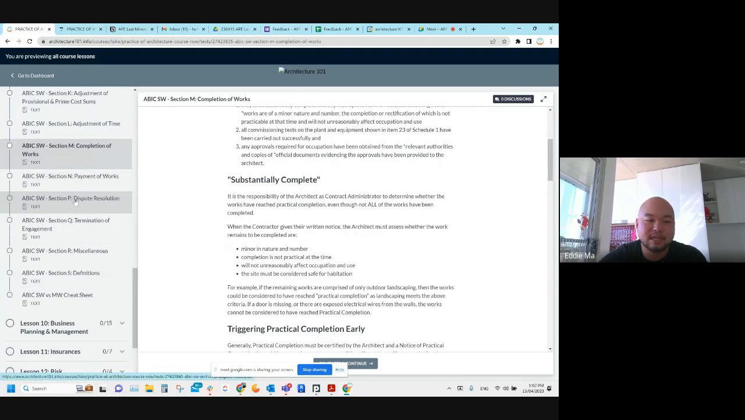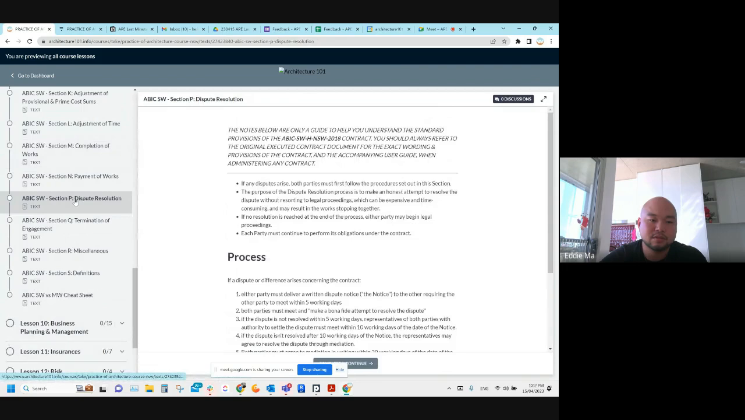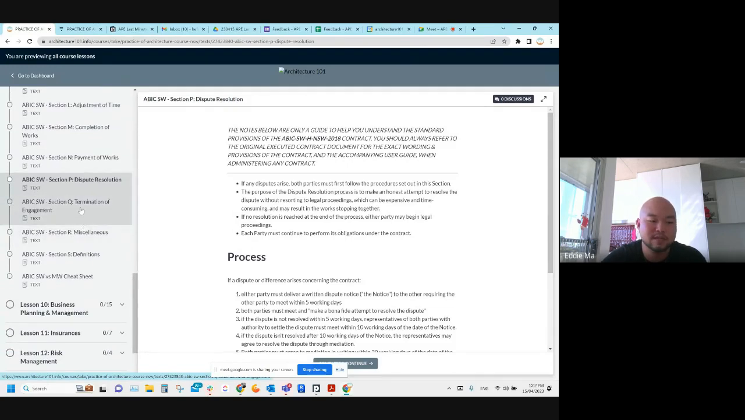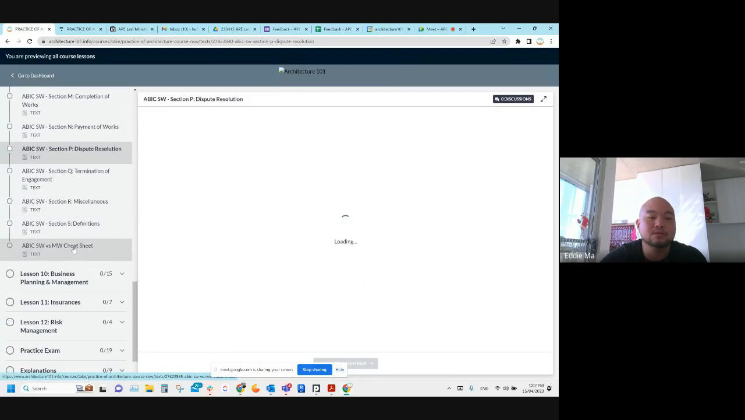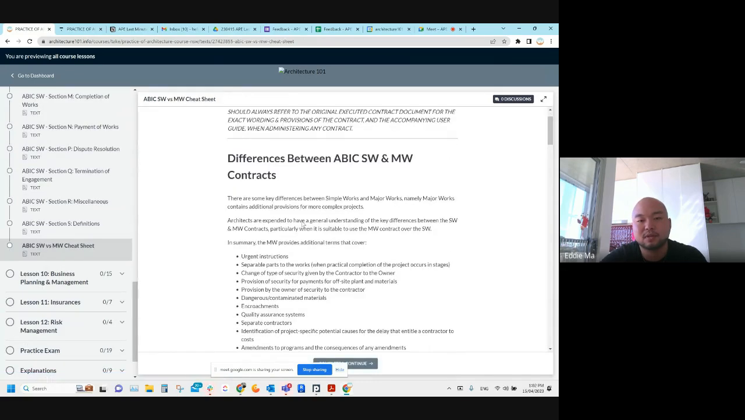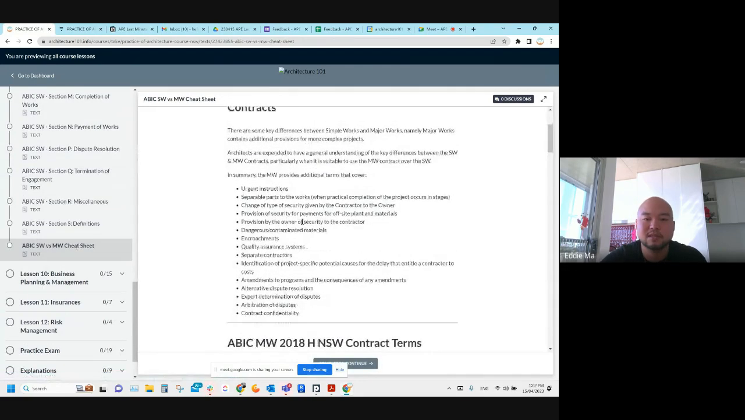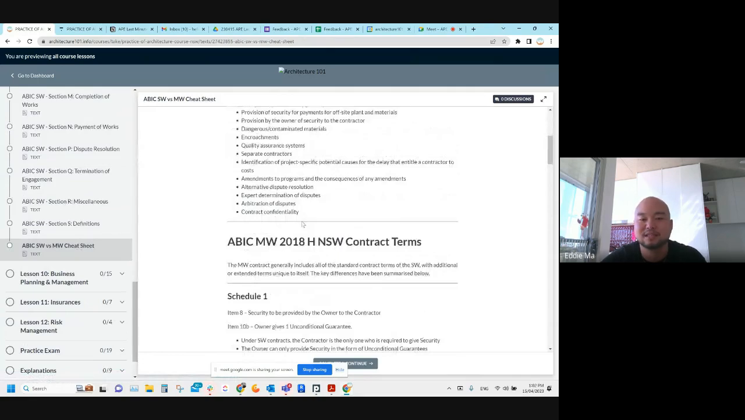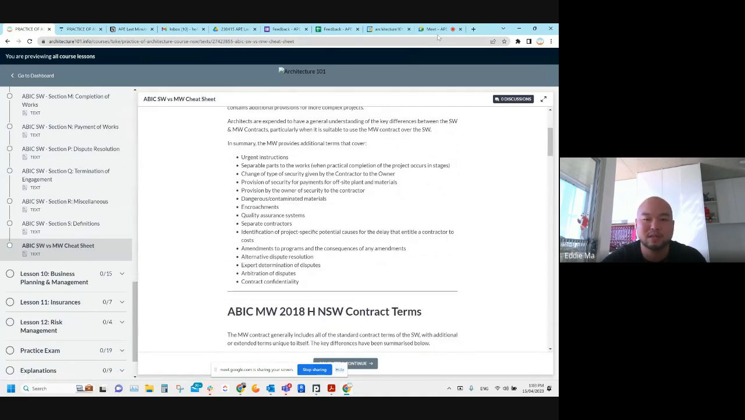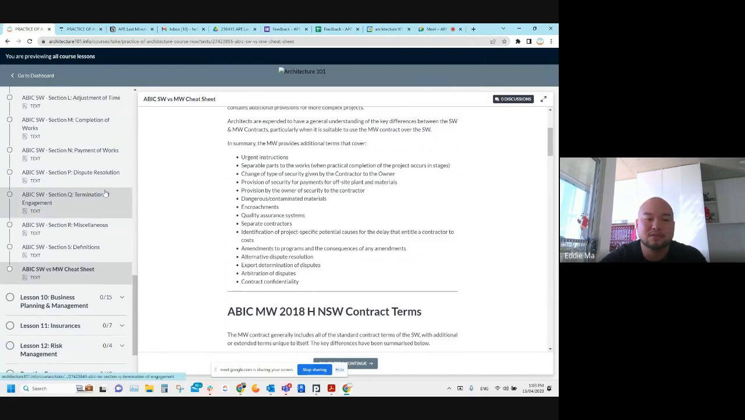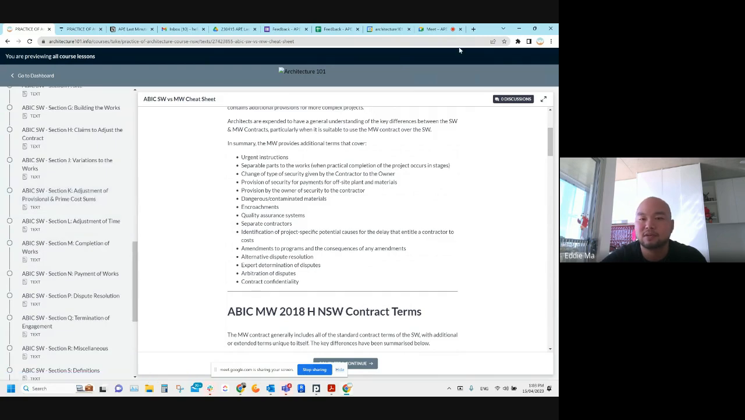Never encountered anyone talking about dispute resolution. There's a lot about, I think, just evaluating claims. Nothing really on termination. Differences between simple works and major works. I've done a summary, but again, there's just a few things that are different, and it's mostly to do with the mechanisms inside. So those are the things I would say to focus your revision on if you haven't already.